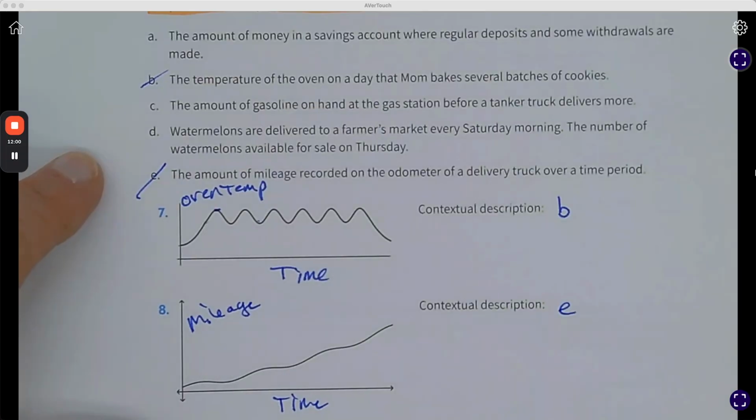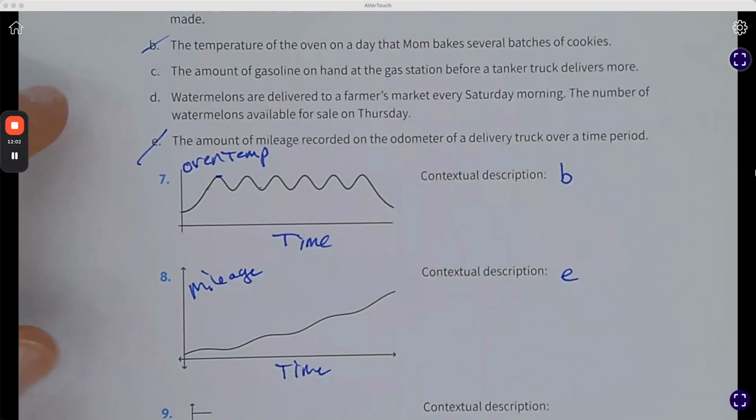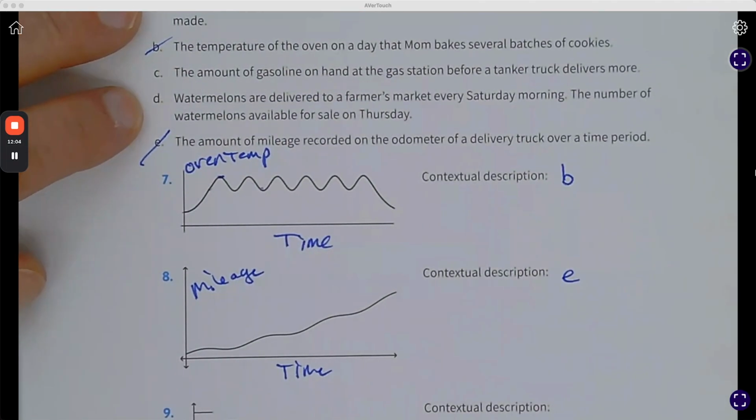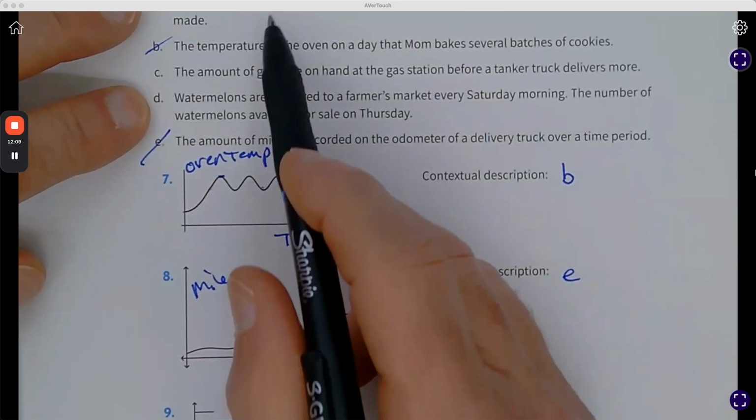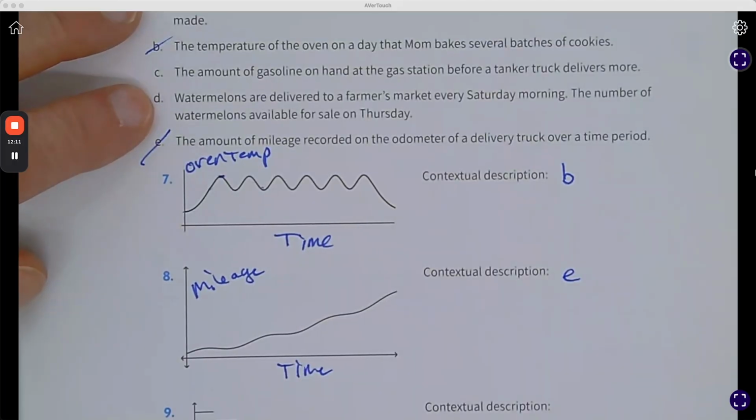All right, this one, it's either going to be A or D, because this is continuous. These are not continuous. Watermelons are delivered to a farmer's market every Saturday morning. The number of watermelons available for sale on Thursday. I think that's definitely D. All right, those are the watermelons. So this is time of day. This is time again. And then this is number of watermelons, or just watermelons.